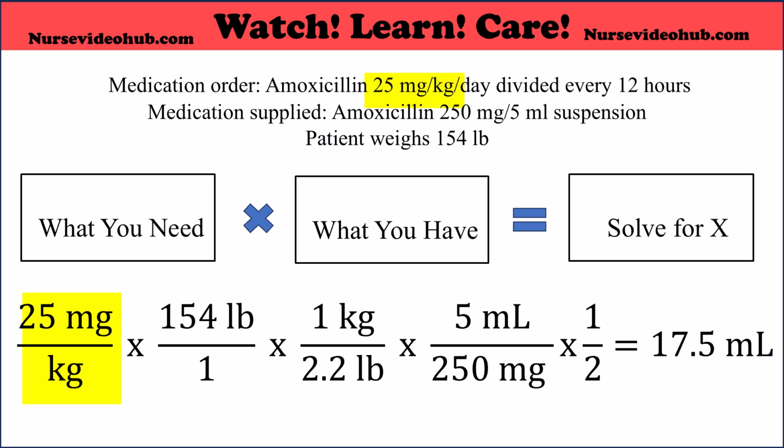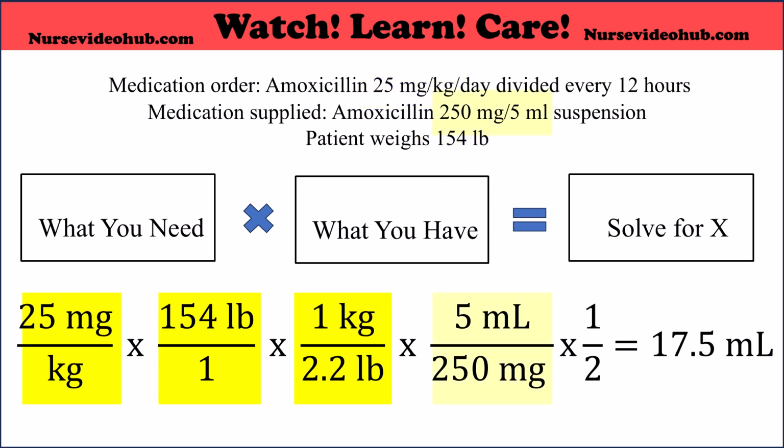The desired or prescribed amount is 25 milligrams per kilogram. You need to calculate the amount of medication to administer based on the patient's weight, and the patient's weight is 154 pounds. Add the 154 pounds over 1 to the equation. The order is written as 25 milligrams per kilogram, but the patient's weight is recorded in pounds. You must convert the pounds to kilograms. Add the pounds to kilograms weight conversion to the equation: 1 kilogram for every 2.2 pounds.